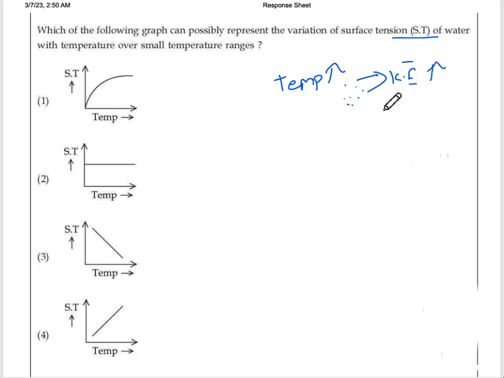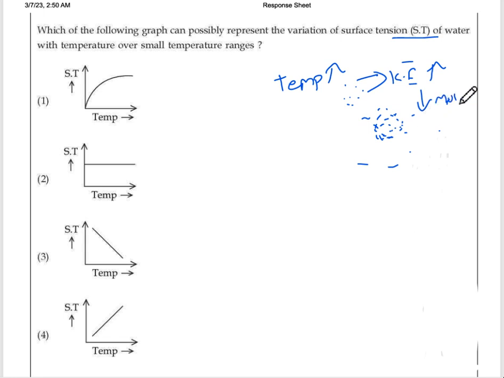When the kinetic energy of the molecules increases, the particles on the surface of the water bubble start moving here and there. That means as they move, their kinetic energy increases. They will move here and there, so their molecular interaction force automatically decreases.